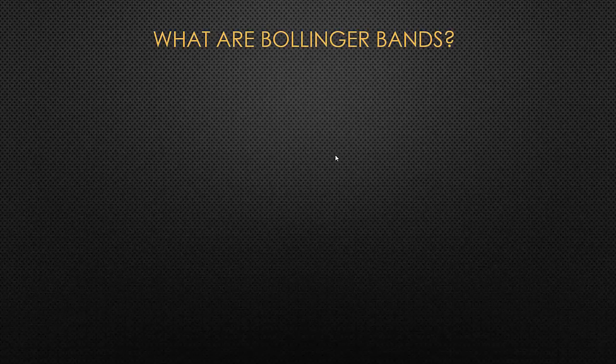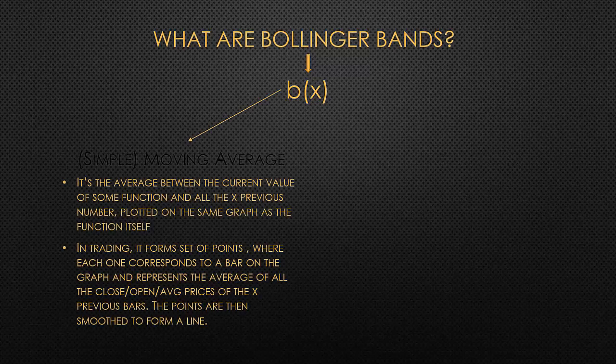Now we know what Bollinger Bands look like on a chart, but what are they really? Well, Bollinger Bands are a mathematical function, which in this case I call b of x, that is composed of two things. Let's analyze them in order. The first thing we have is a simple moving average. And I know it sounds complicated, but it's not.